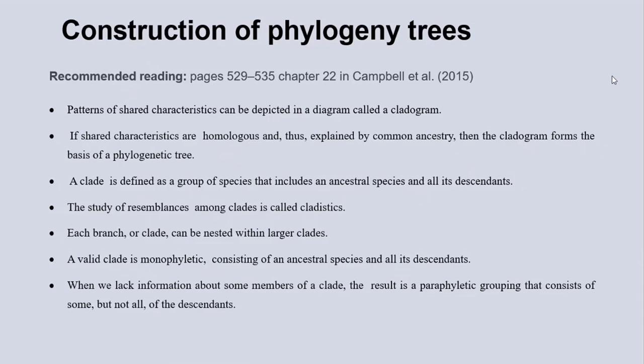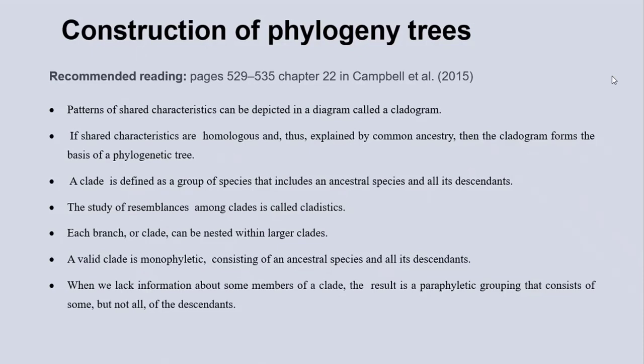A clade is defined as a group of species that includes an ancestral species and all its descendants. So what is a clade? It is a group of species that includes that ancestral species and all of its descendants. Where are we coming from? We are coming from that one ancestor. When we describe that, we are describing a clade.